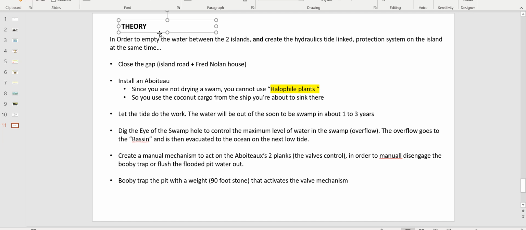And then you would install, and at the same time, what you want to do is create the booby trap mechanism for flooding the money pit in case somebody gets in and is not supposed to. And at the same time, you're creating a mechanism that allows you to flush out the water that's in the money pit. So you're doing everything in one shot: the two islands together and the mechanism for flooding the pit. So you would close the gap first, install an abwato, and we know where it is.